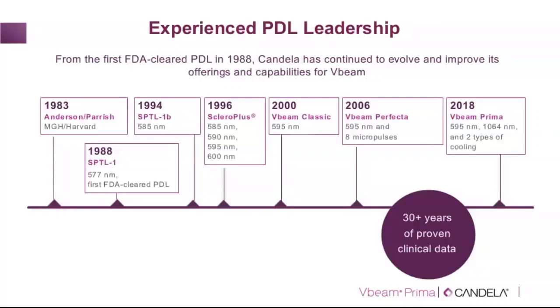Most of us who are dealing with vascular lasers should be familiar with the Vbeam Perfecta, which is an absolutely outstanding laser in vascular use, which is a 595 nanometer. But we are very pleased to announce the arrival of the new Vbeam, which is the Vbeam Prima.